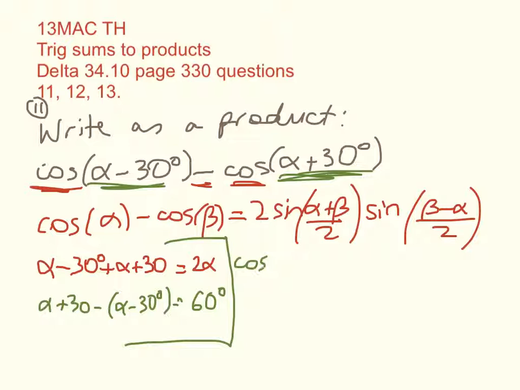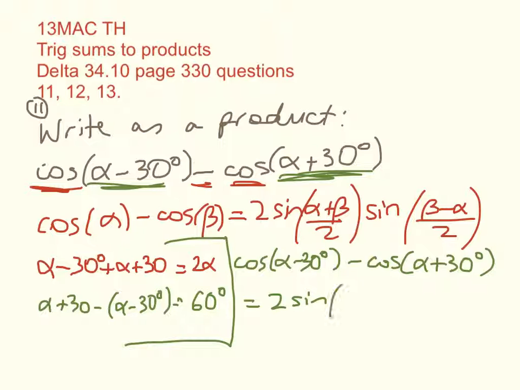So cos of alpha minus 30 minus cos of alpha plus 30 is equal to 2 times the sine of half the sum. So that will be 2 alpha over 2 times the sine of the backwards difference halved. So that equals 2 sine alpha times sine of 30 degrees.